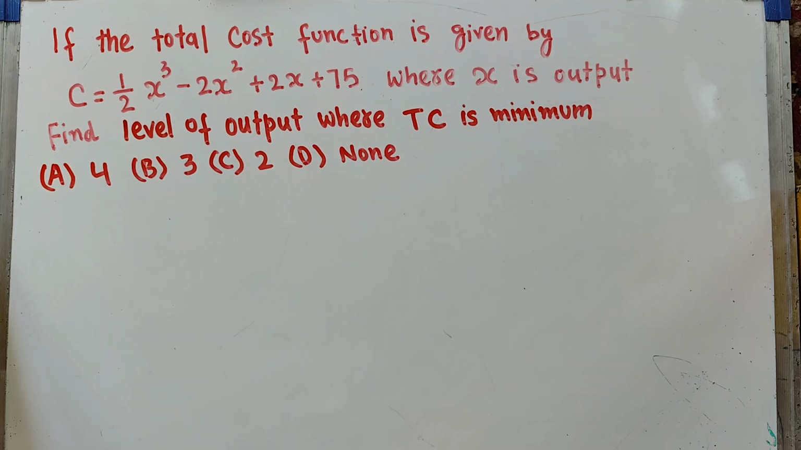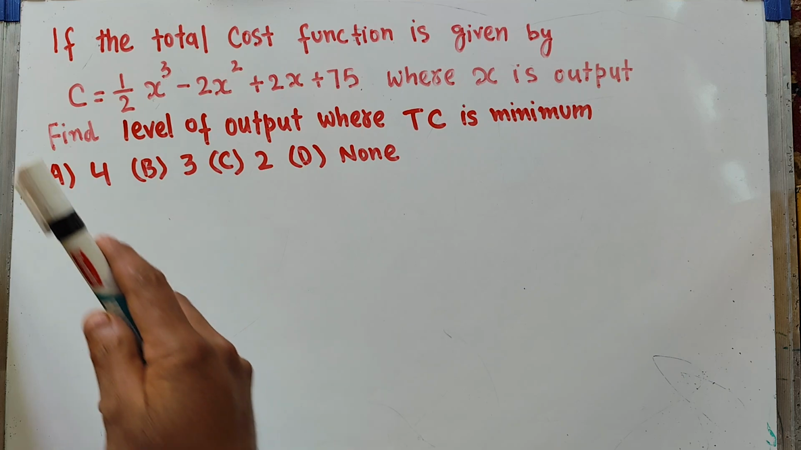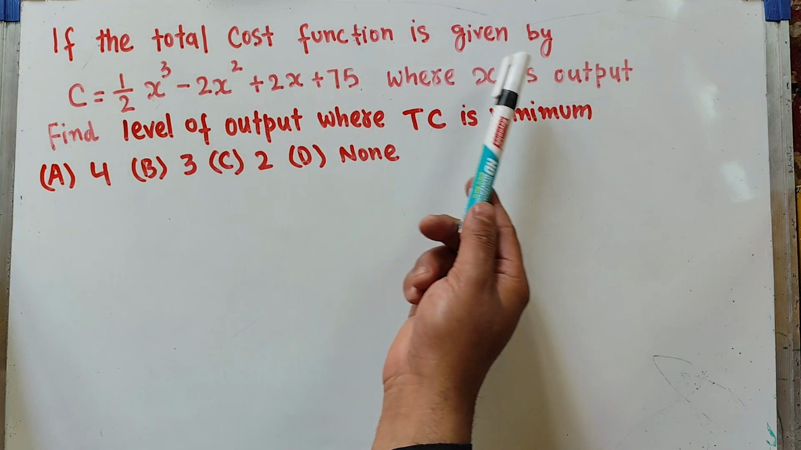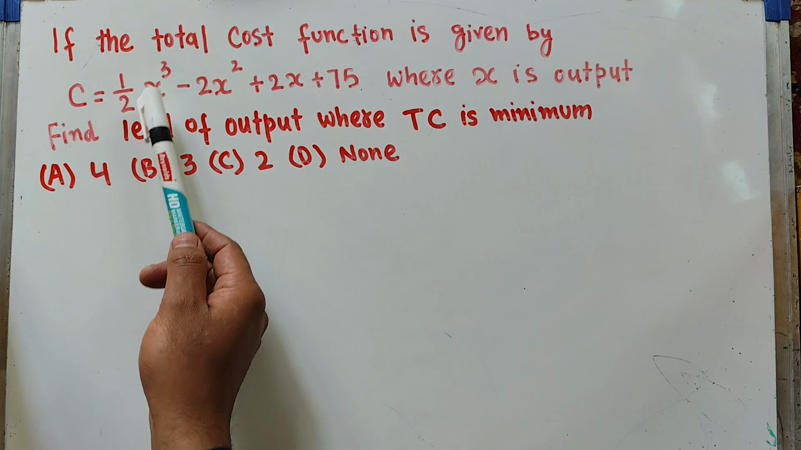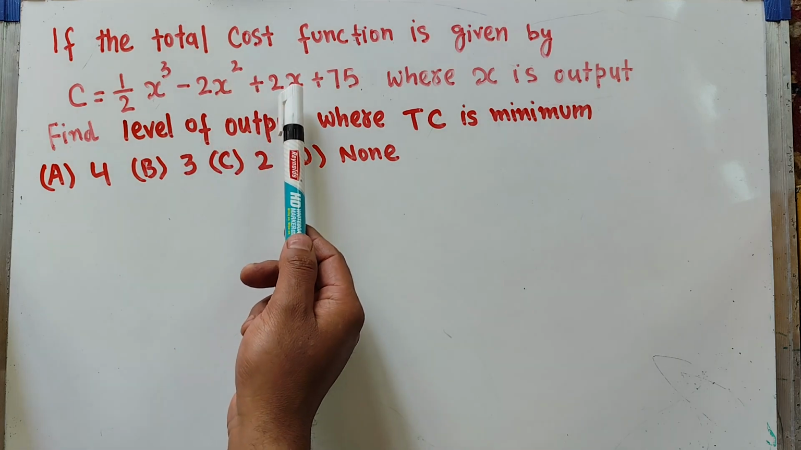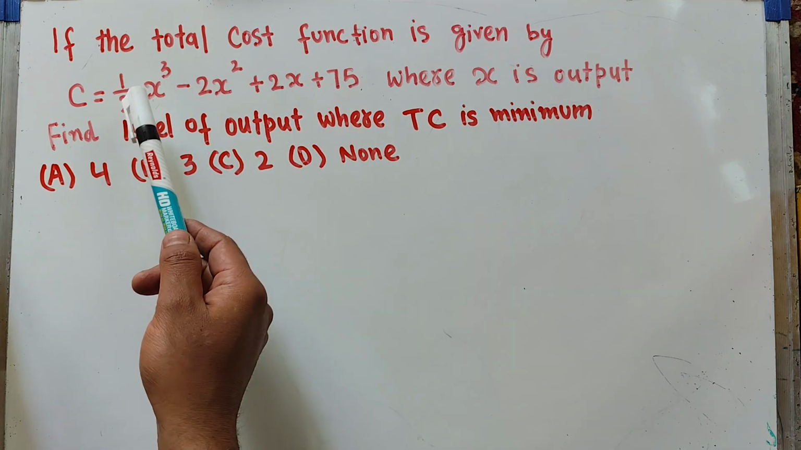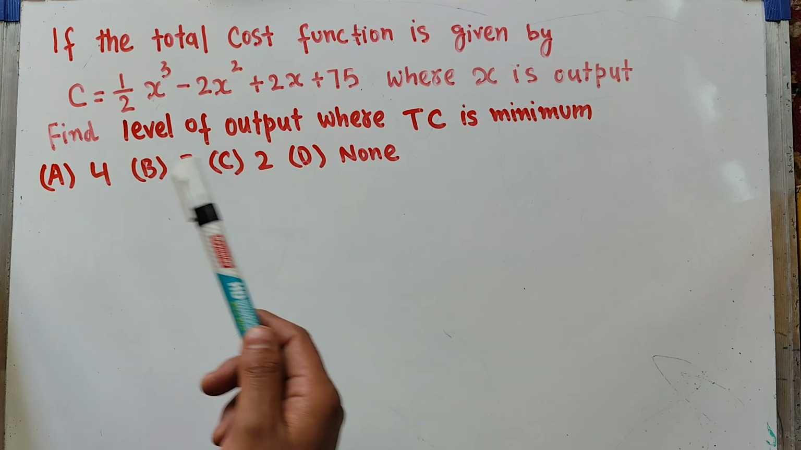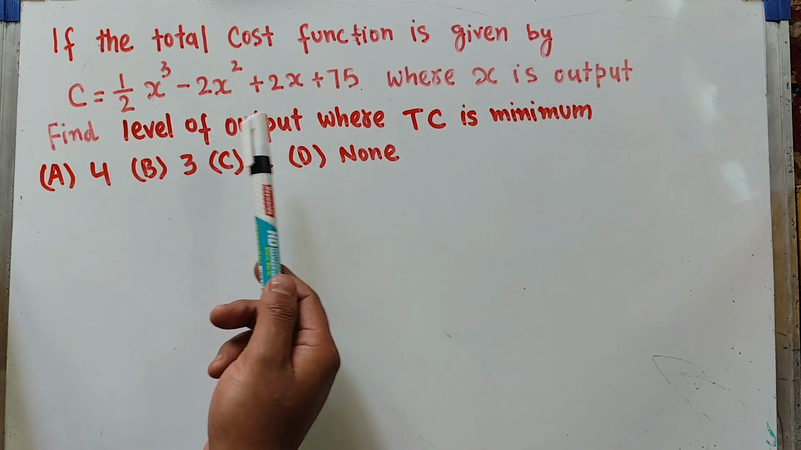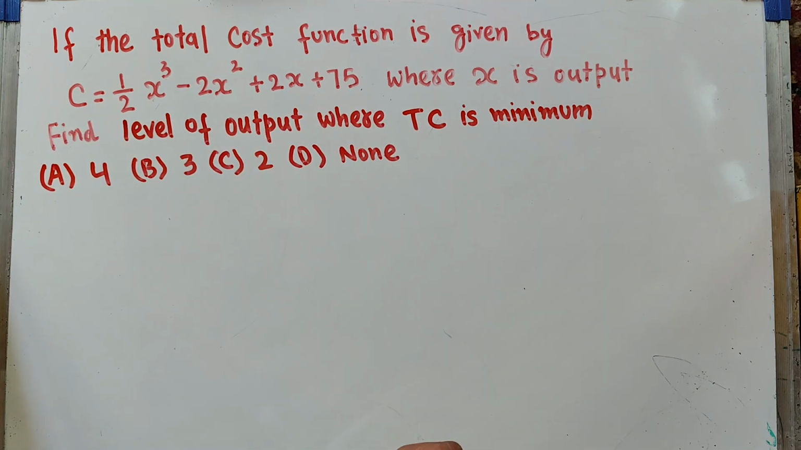Let us solve a question on how to find out the level of output where total cost is minimum. The question is, if the total cost function is given by c is equal to 1/2 x cube minus 2x square plus 2x plus 75, where x denotes the level of output, we have to find out the level of output where total cost is minimum. Options are being given. We need to find out the correct option.